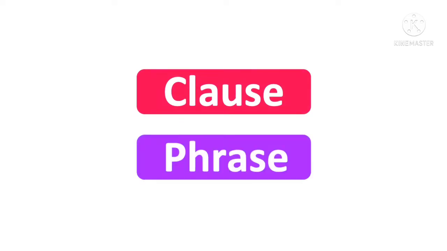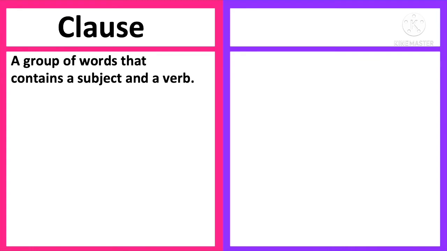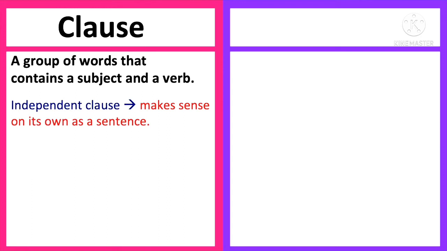In this lesson, we will think over the difference between a clause and a phrase. Clause. A clause is a group of words that contains a subject and a verb. There are many different types of clauses, but the chief or main types are independent and dependent. The independent clause makes sense on its own as a sentence. For example, I went to school. From this example, we can say there is a subject and a verb, and it has a complete meaning.